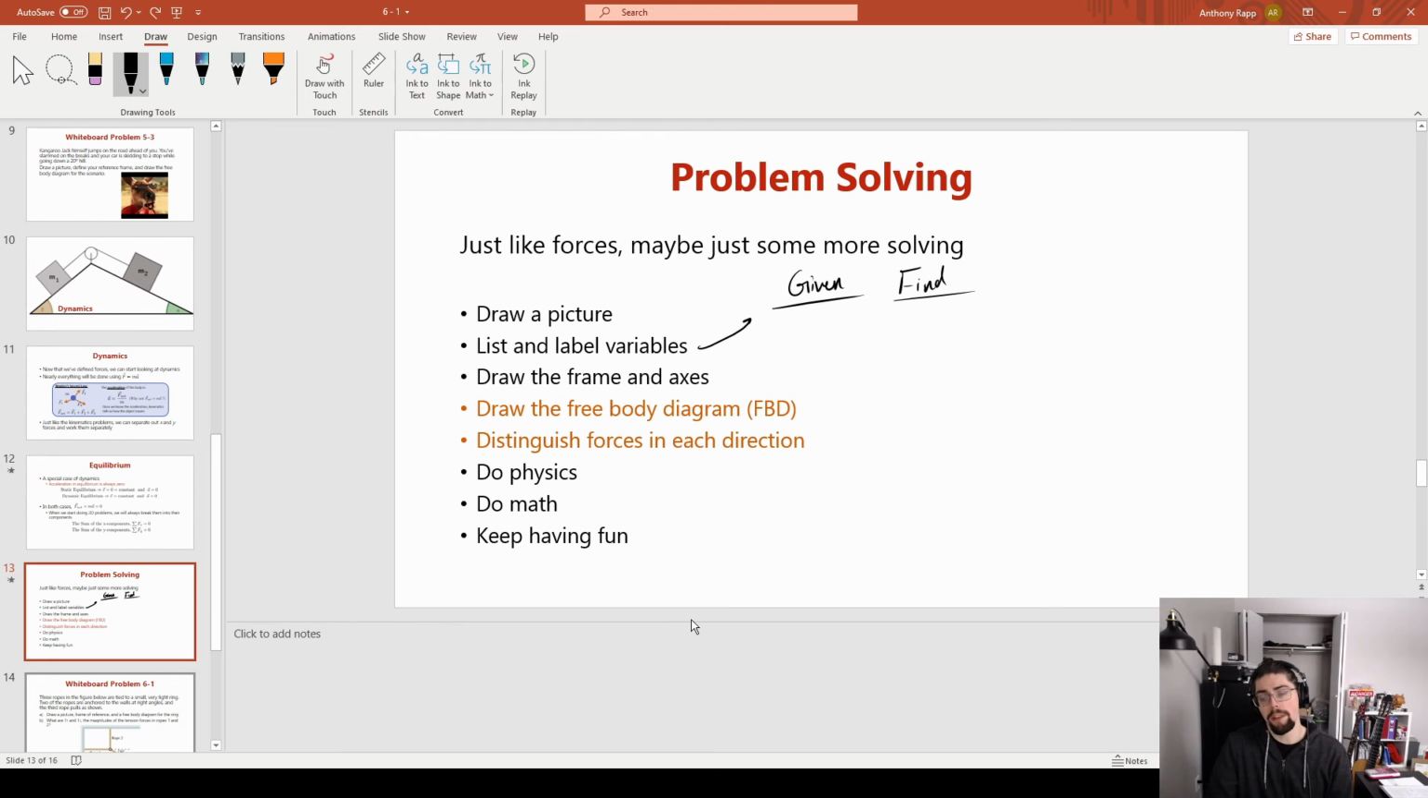Then I start to think about the forces going in each direction. That is, I split up all of my forces in the x direction, I split up all of my forces in the y direction, and I treat them separately. I do the rest of my physics, which is generally writing down any equations that I might need. I do the rest of my math, which is typically a lot of algebra and a little bit of number crunching. And then, of course, we keep the party going, we keep having fun, we keep crunching through new problems.